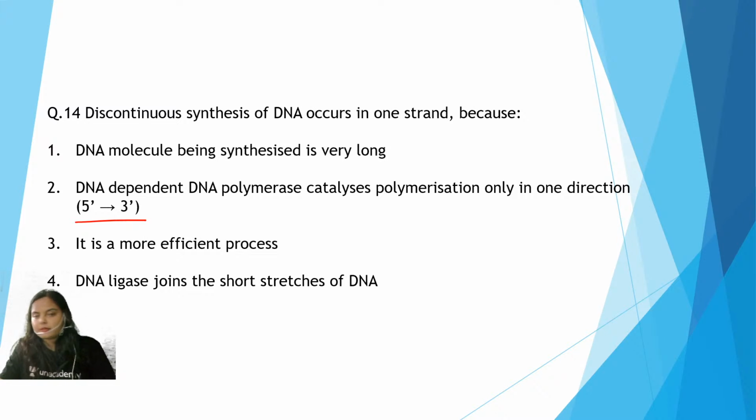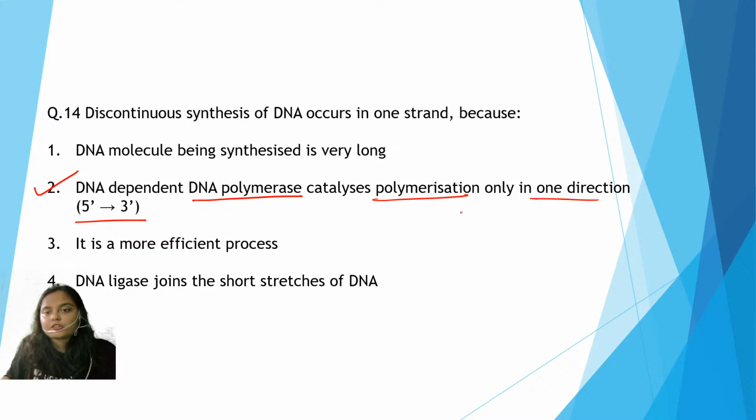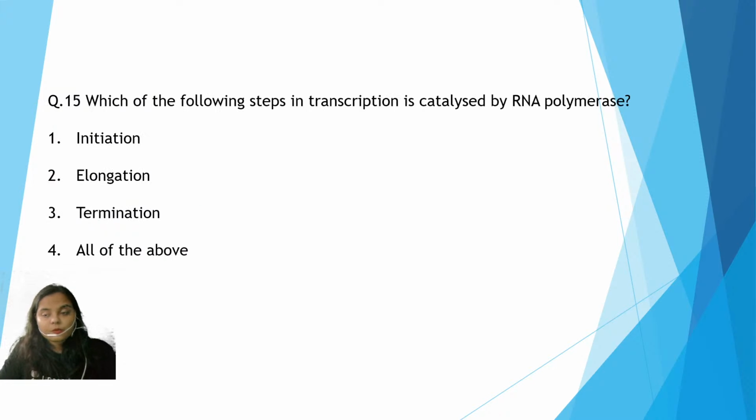Absolutely correct, Karthik. Option number 2 is the right answer. See what happened? The enzyme, that is the DNA polymerase, has the property of catalyzing the polymerization of DNA in only one direction, that is from 5 prime to 3 prime. Absolutely correct, Tapajit. Now, welcome to the session. Now, next question, question number 15.